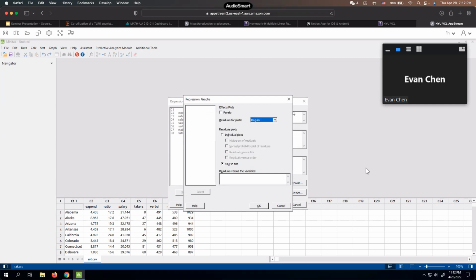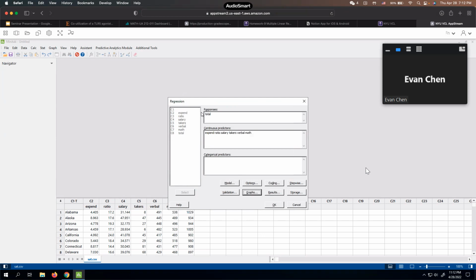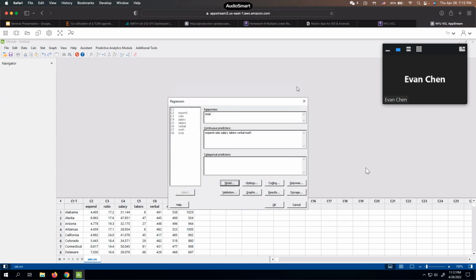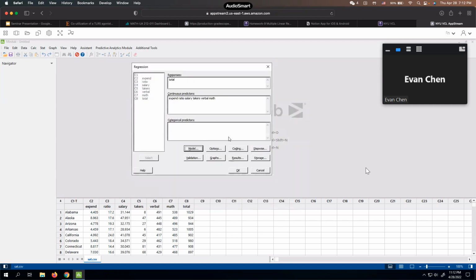Wait, so how do I change it to multiple? I don't think you have to. For this week's homework, I think you're going to use a single regression model, right? SAT score as the response, and the predictors should be either expand ratio, salary, takers, etc. You don't have to do a multiple, but if you try to do a multiple, I guess it's in stats.